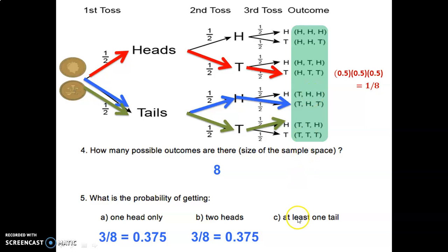Okay, and finally at least one tail. At least one tail is 7 out of 8. At least one tail again means one tail or more. The easy way to look at that is, which path does not have at least one tail? Only this top one, head, head, head. That's the only one that has no tail. So 1 out of 8 does not meet this criteria, so 7 out of 8 do.